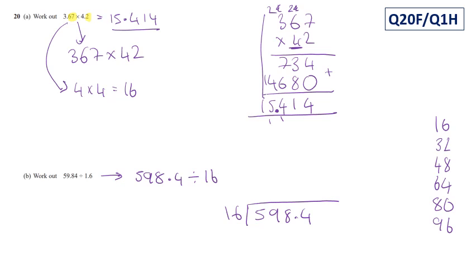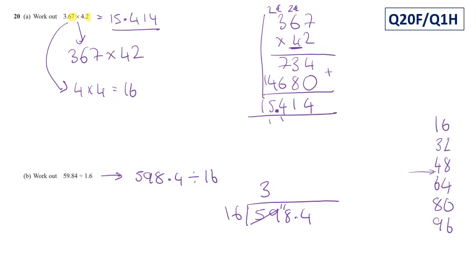So I'll start by dividing 16 into 5. That doesn't work, so 16 into 59. Now 59 is bigger than 48, but it's less than 64, so that would be 3, so I can get 3 wholes. And then the difference between 48 and 59 is 11, so I'm going to write the remainder 11 on top over here. And now I'll move on to the next number.